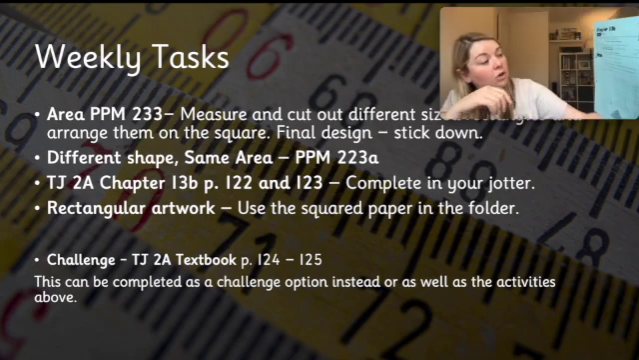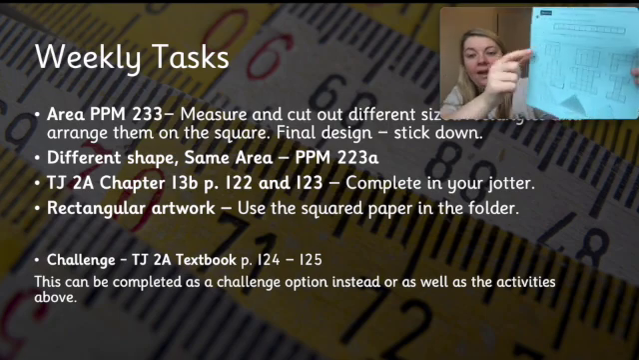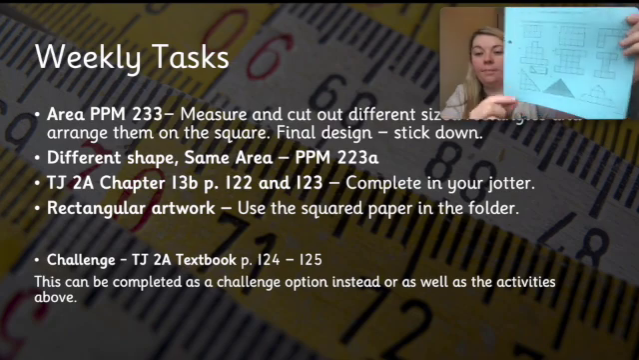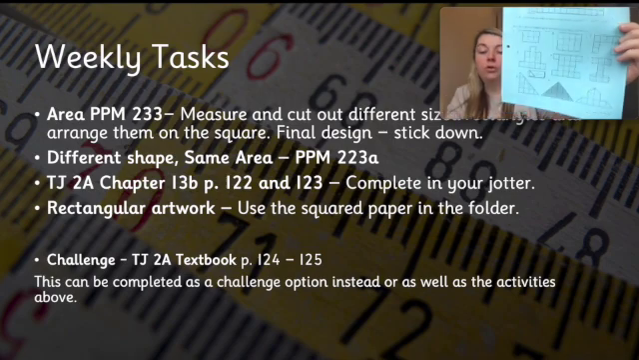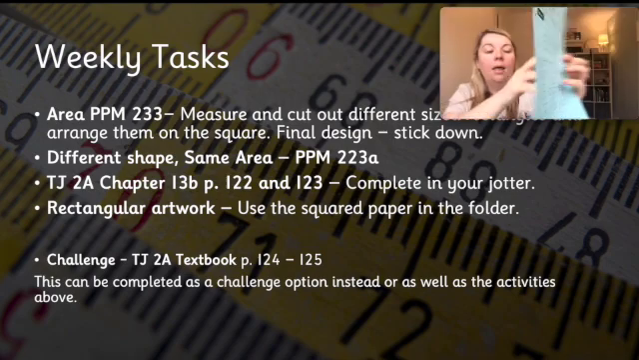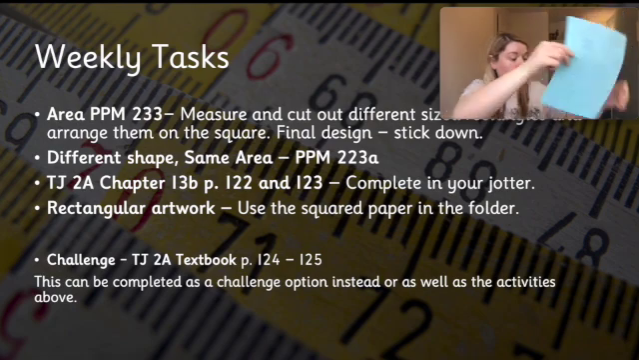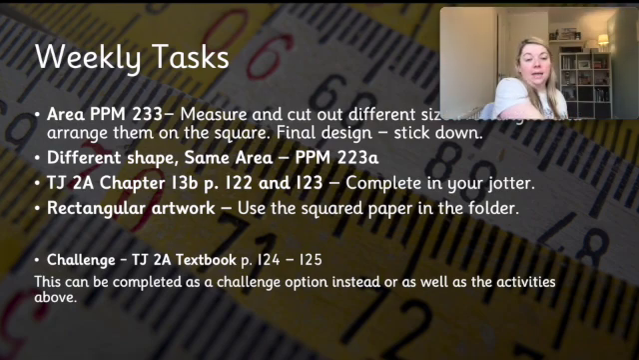And for this, you are asked to work out the area using method 1. Be careful when it gets to here because the halves count as halves. So you'll have to put two of them together to make a whole. And you do the same on the back. That's TJ2A, page 122 and 123.